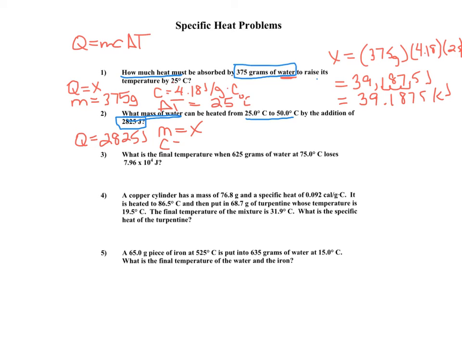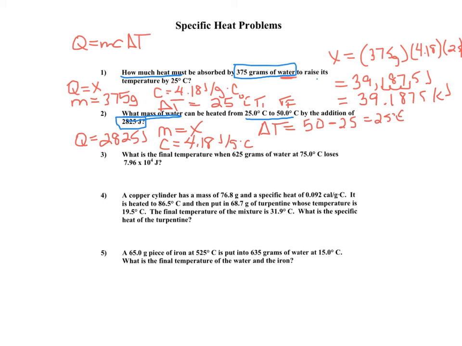We have C. It tells us of water, so we're still dealing with water. We're going to use 4.18 joules per gram Celsius. And then our delta T. Now, in this problem, it doesn't tell us what our overall change is. Instead, we see our initial temperature and our final temperature. So we need to do a little bit extra work here. Our final temperature is 50 minus our initial temperature, which was 25. So our total delta T is 25 degrees Celsius.